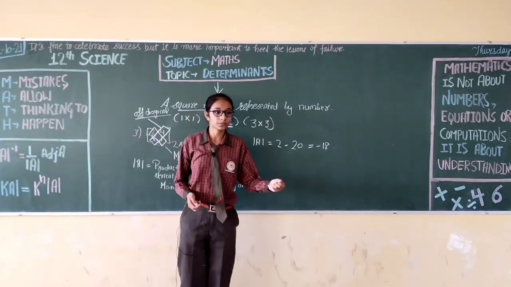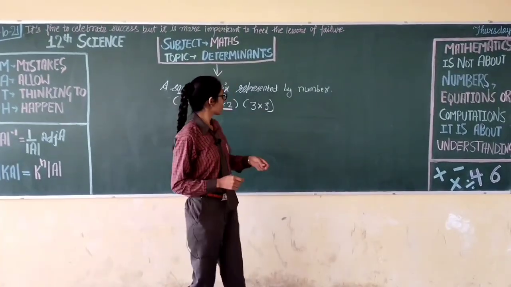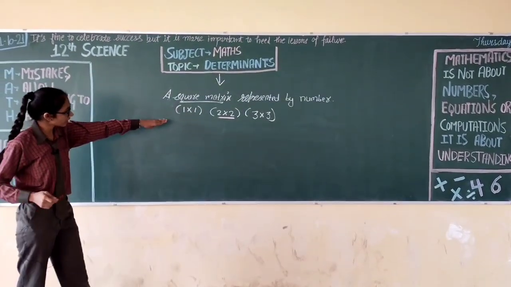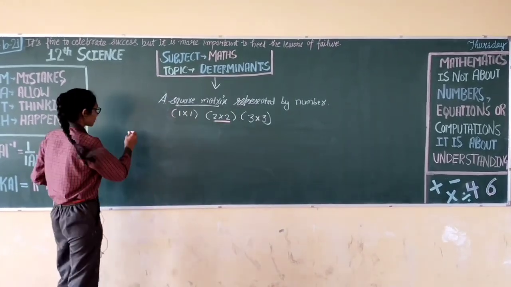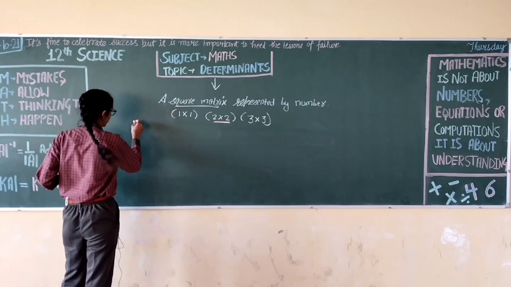Is it clear to you? Yes. We have learnt how to find the determinant value of order 1 by 1 and 2 by 2. Let's check how much you understand it.